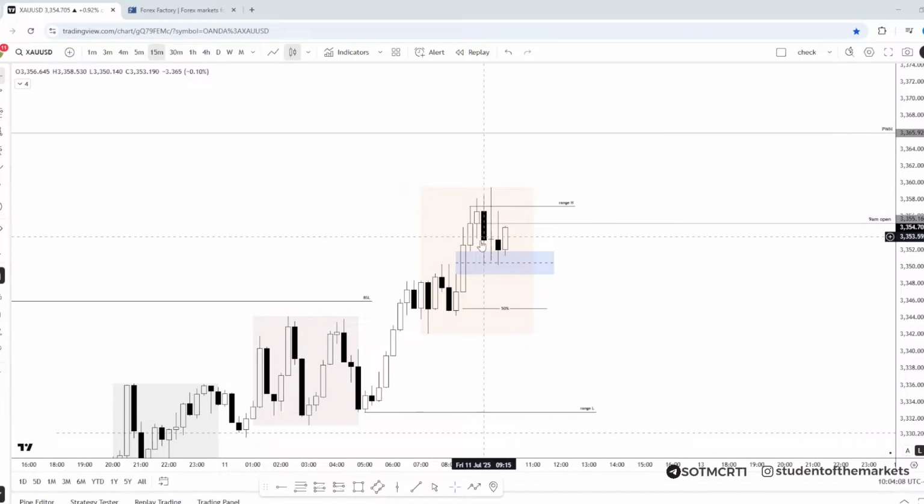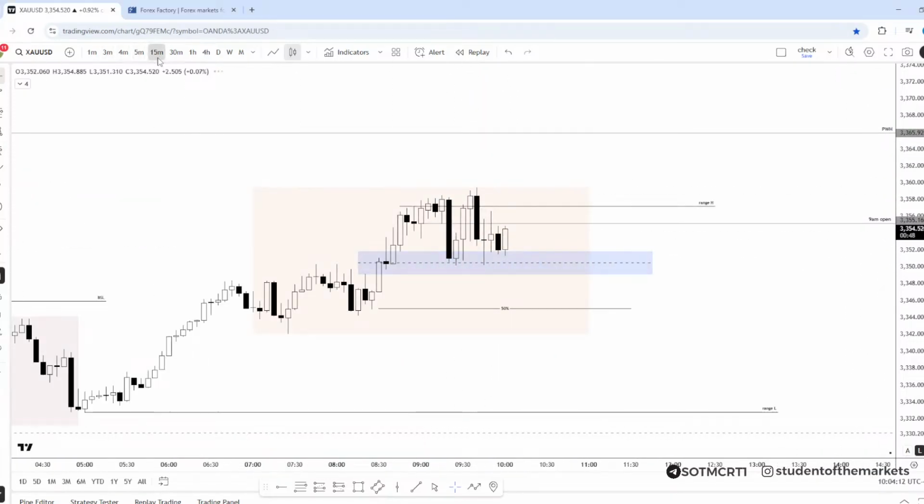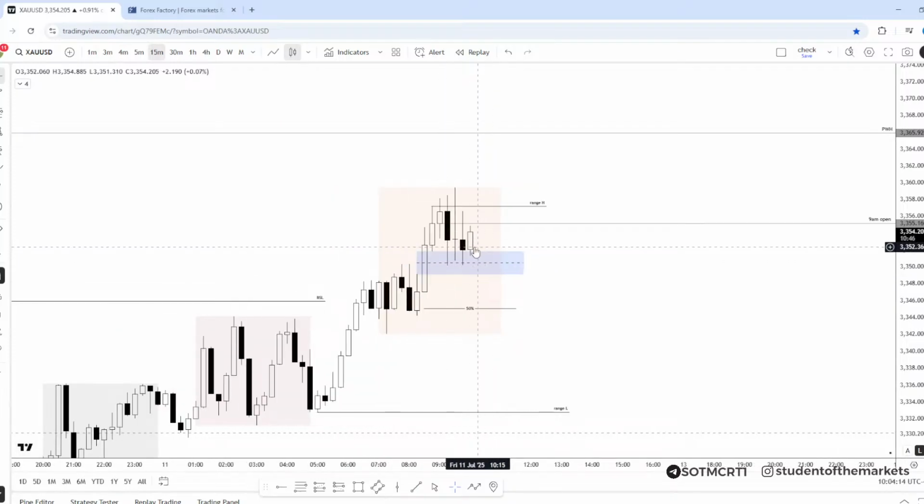All right, so we keep respecting the fair value gap on the 15-minute time frame, and we're just ranging at this point.